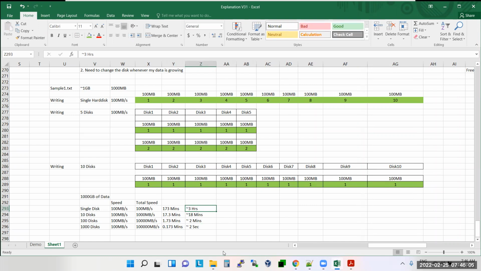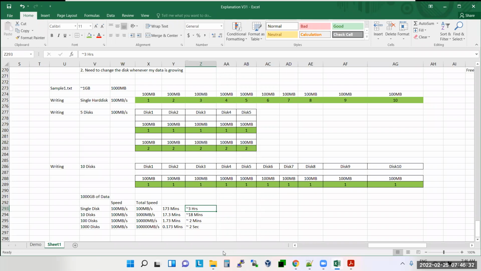Now tell me, you have a system and you have some data to write. You have one system which is taking 3 hours and one system which is taking 2 seconds. Which one do you like? The second one, obviously, 2 seconds. You cannot wait 3 hours just to write your data.